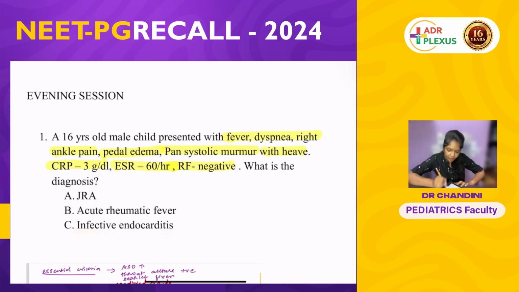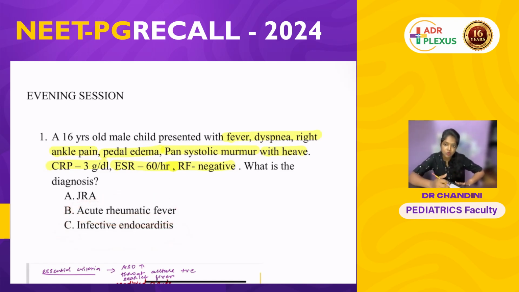We'll move on to infective endocarditis. Can it present with these features? Yes. Fever, dyspnea is possible, pedal edema, murmur is also possible. But what is the reason for infective endocarditis? Do we have an existing heart disease? Why have they given the ankle pain and all? Okay, so infective endocarditis also cannot be the apt answer. But what about acute rheumatic fever?